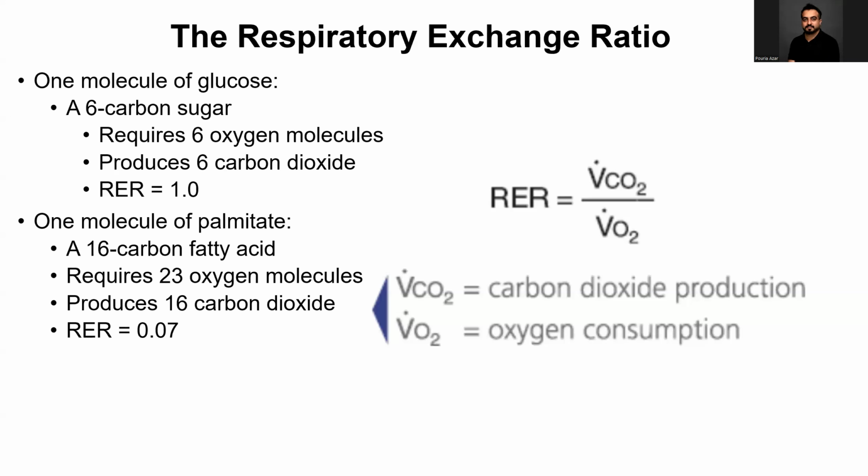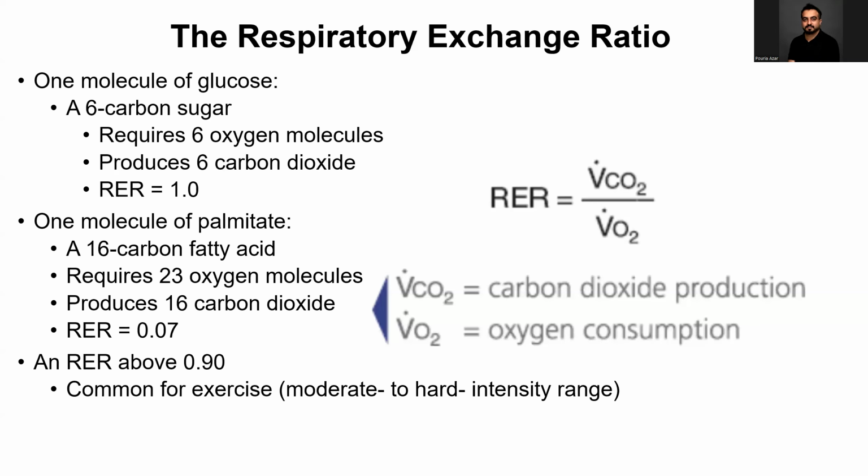And one molecule of palmitate, a 16 carbon fatty acid, requires 23 oxygen molecules and only produces 16 carbon dioxide. So if we divide this, the RER will be 0.7. An RER above 0.90 is common for moderate to high intensity exercise.